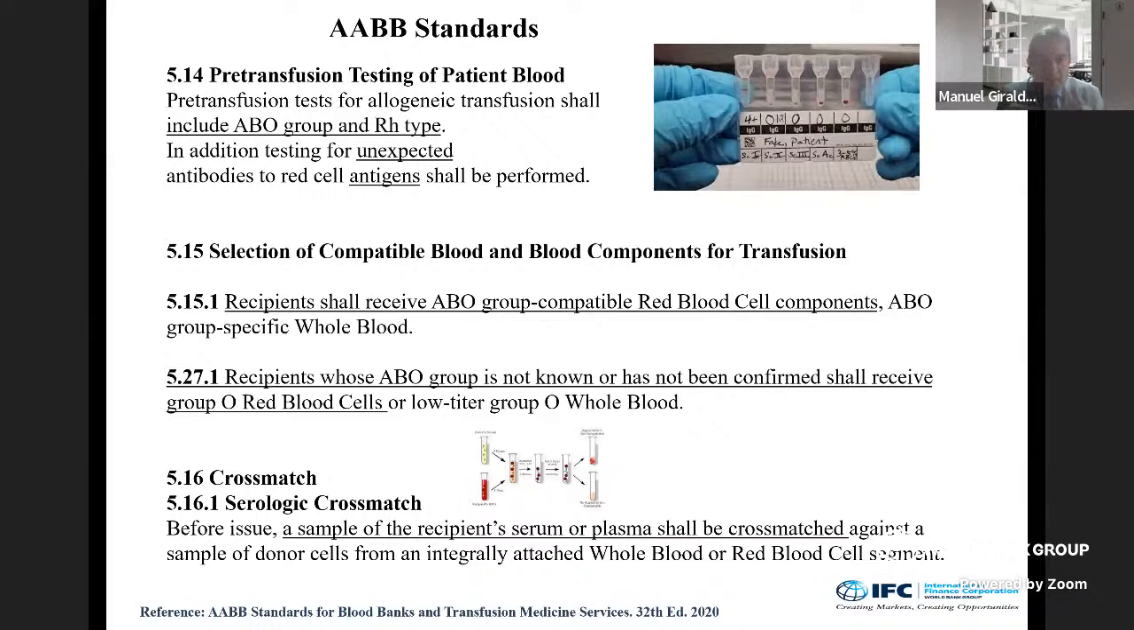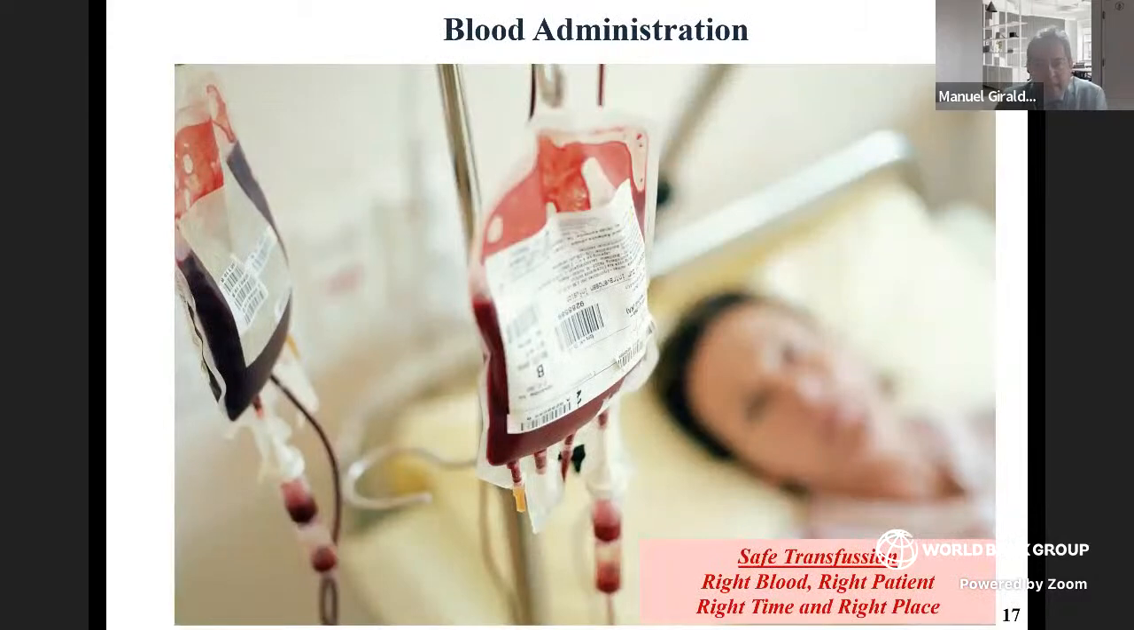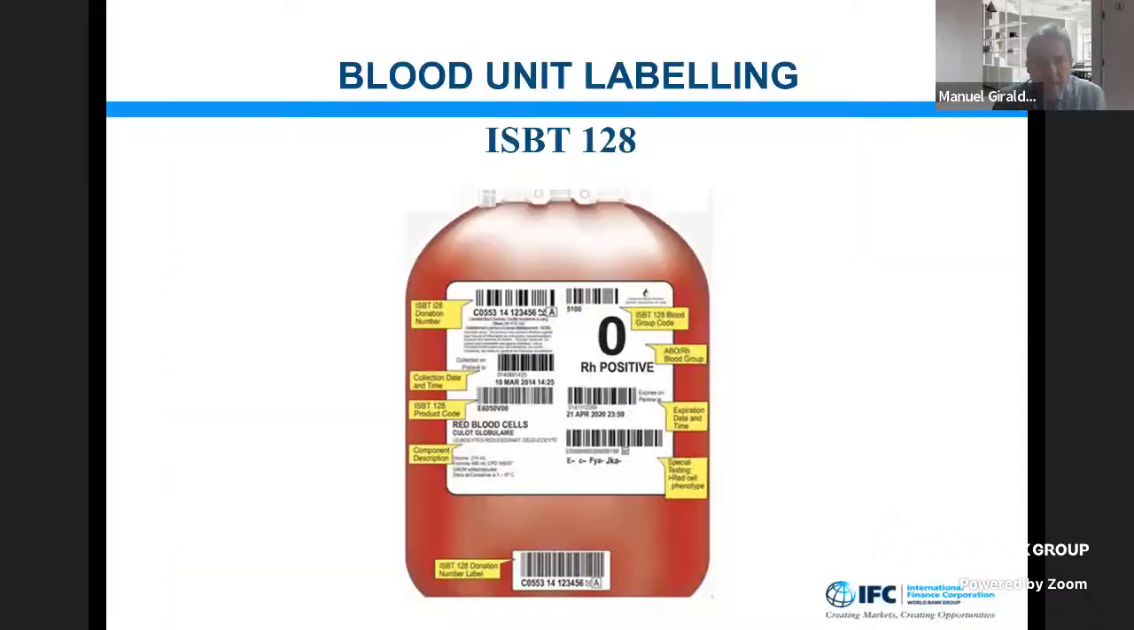You want to ensure that you have strong policies for your compatibility testing and cross matching, and you can see those on the screen. Those are very key components of the testing cycle before the patient receives the blood. And then the last piece is obviously the transfusion piece, the administration of the blood. In this part, you want to be in line with international guidelines, so you want to ensure that the blood unit that you are issuing is in line with international standards.